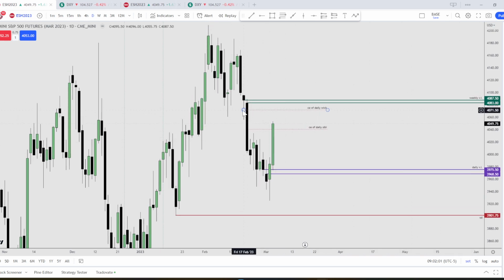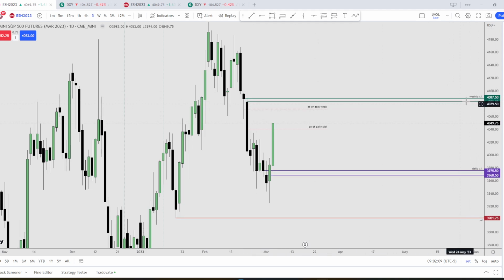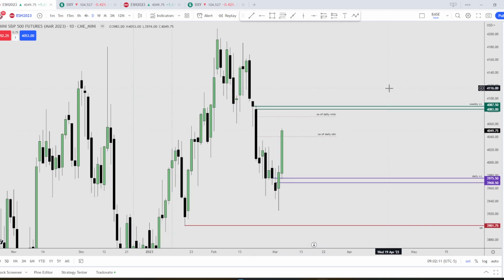This is the first level here, the consequent encroachment of this daily wick right here, and right above it we have the daily weekly volume imbalance. Because right here it created SMT with Nasdaq, with NQ, and it shifted market structure right here, taking out two swing highs.